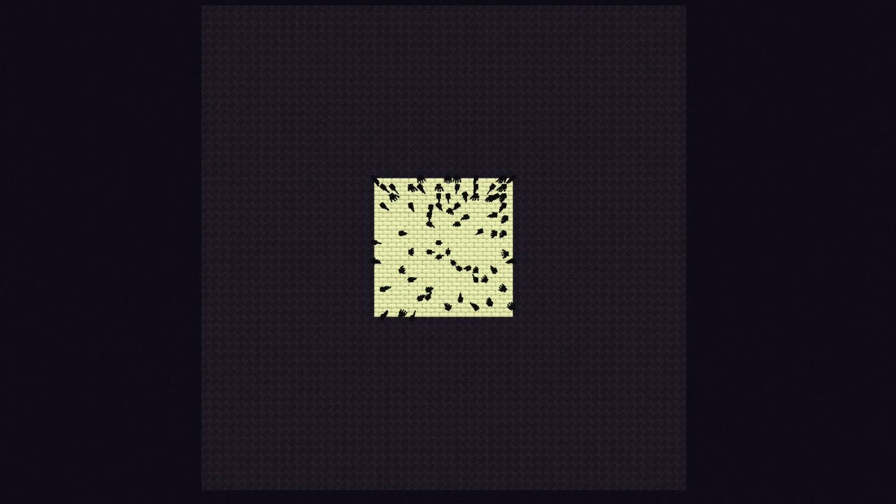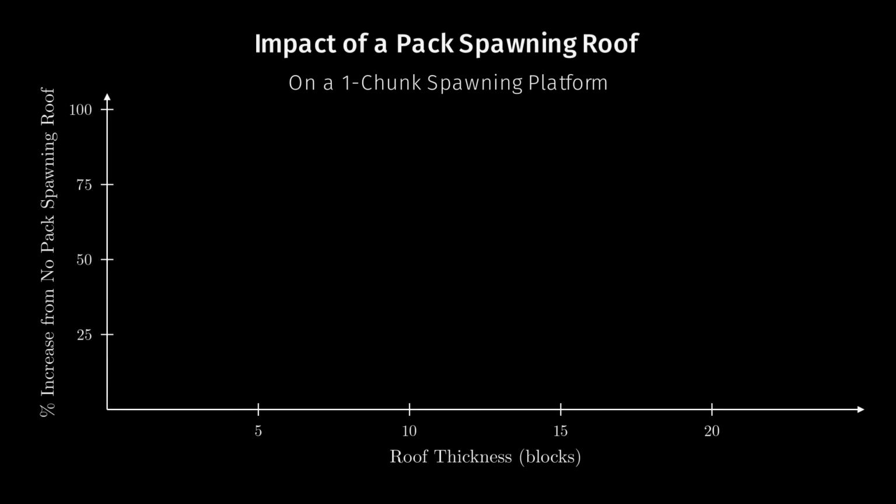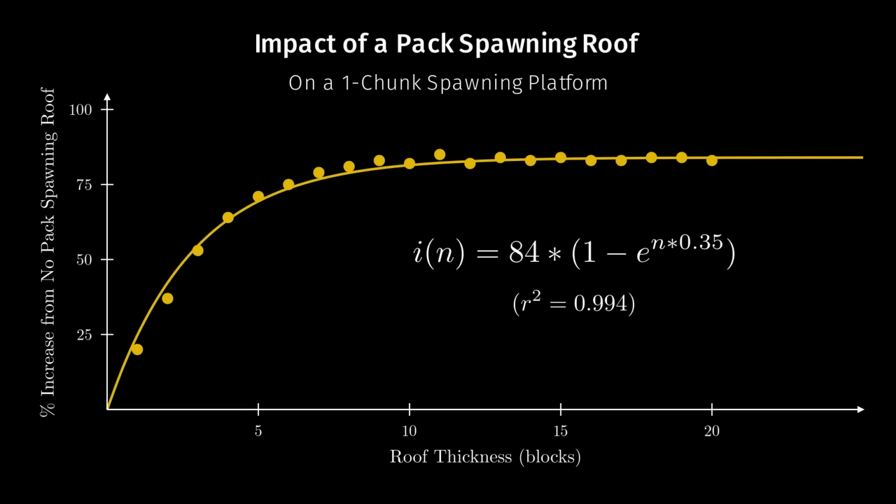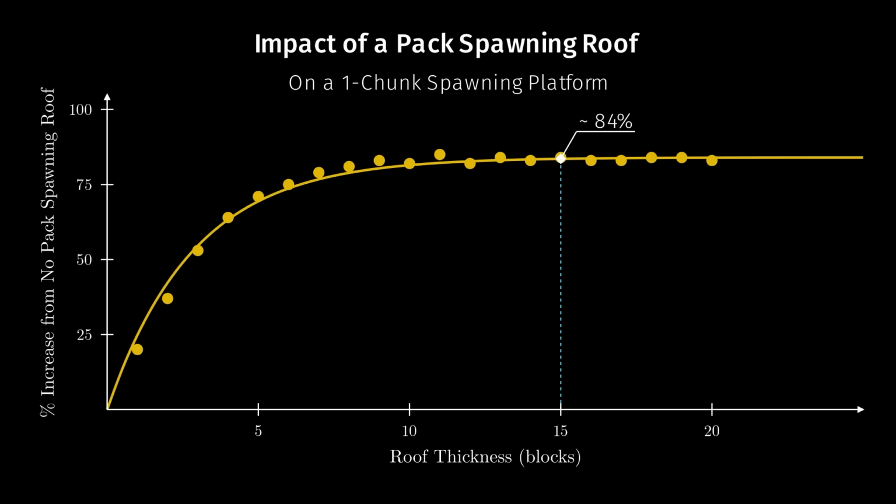I tested this in game with a chunk-sized platform, then increased the pack spawning roof by 1 block at a time. Here are the results of a series of 10-hour tick warps, and the equation that approximately follows the data series. We see that even just 1 block increases the spawning by 20%, which is massive for almost no work. 5 blocks gives a gain of about 70%, and the max gain of about 84% is achieved at 15 blocks. The gains start to diminish pretty rapidly after about 7 blocks.